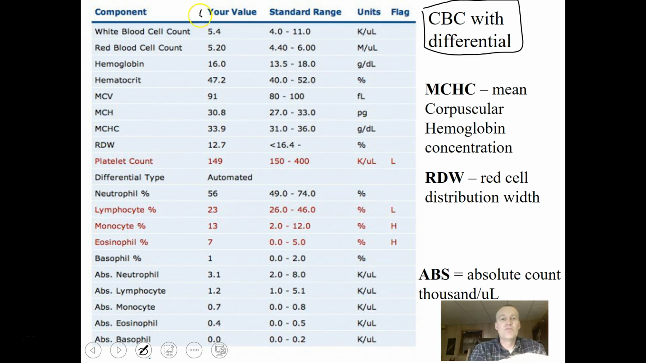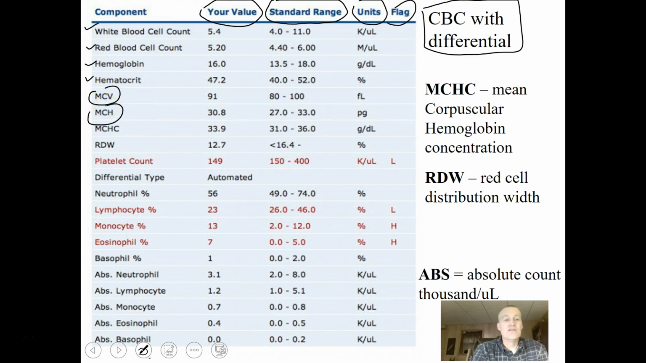These printouts usually come with your value. They come with the standard range. They'll come with the units that the test is measuring in, and they'll come with flags if somehow you deviate from the normal amount. So we'll do a white blood count. That's a total white blood count, a total red blood count. We'll actually look at the hemoglobin amount inside of the blood sample. We'll do a hematocrit, which is a whole blood count. We'll then look at the volume.